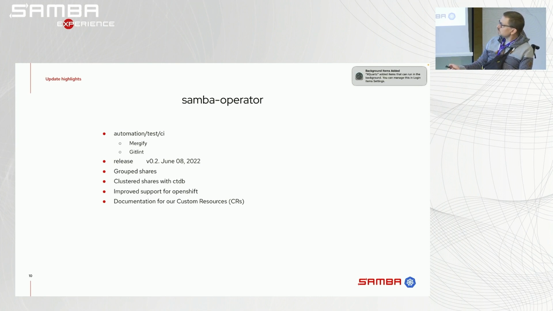So we have added documentation for our custom resources, or CRs. And if you remember from previous year's presentations, the custom resources are essentially the way of extending the Kubernetes type system. So our main custom resource is an SMB share. And the server or service is not the main type, but the main type is the share in our way. So they have been officially documented.